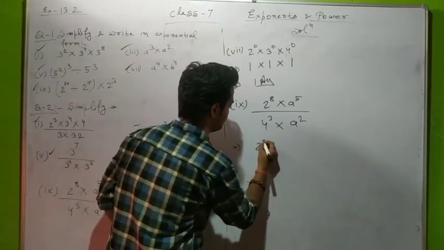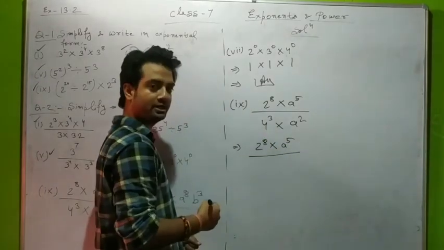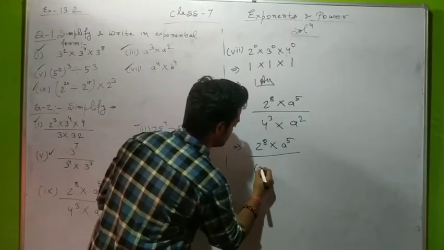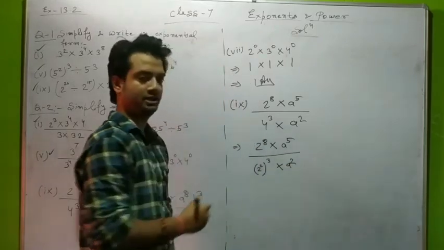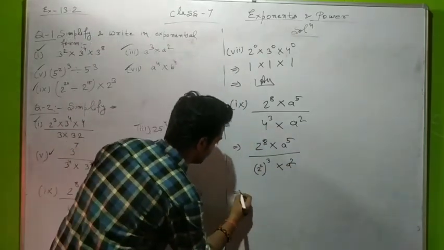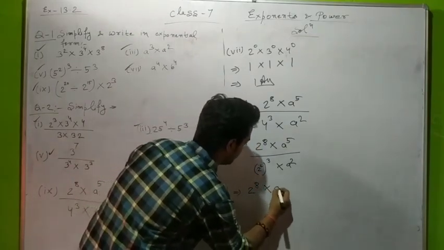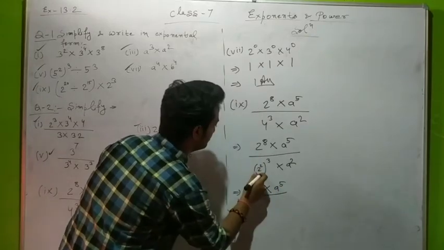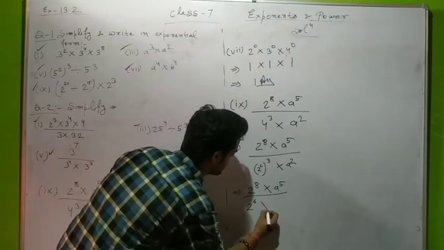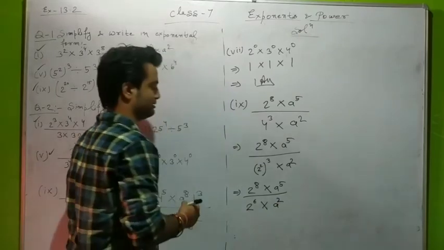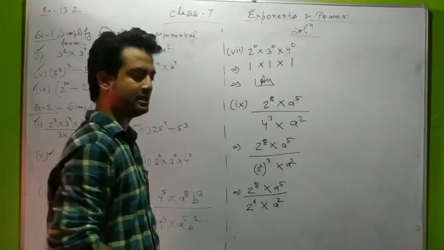So we can write it as 2 raised to the power 8 into a raised to the power 5 upon, 4 can be written as 2 square. So it is 2 square raised to the power 3 into a square. Now in the next step we will just simplify this part. So it is 2 raised to the power 8 into a raised to the power 5 upon 2 raised to the power 2 3s are 6, 2 raised to the power 6 into a square. We have discussed this thing a lot of times before, that is why I did it directly.